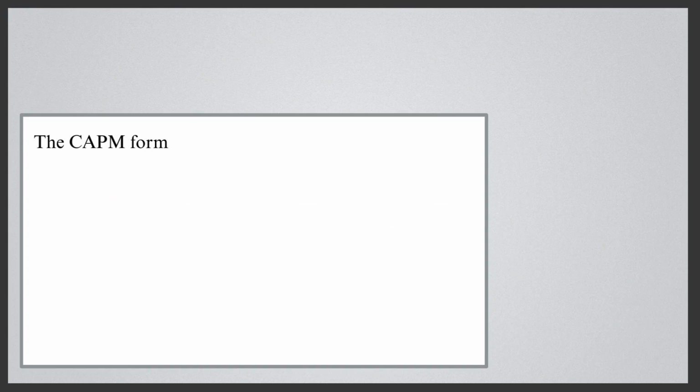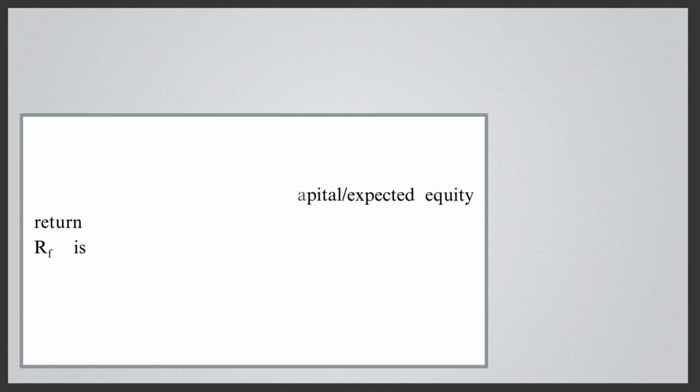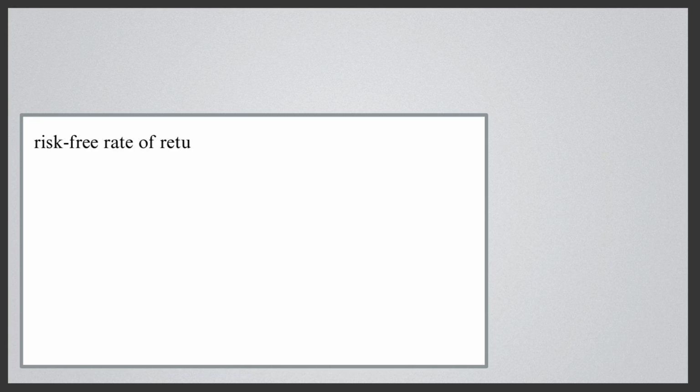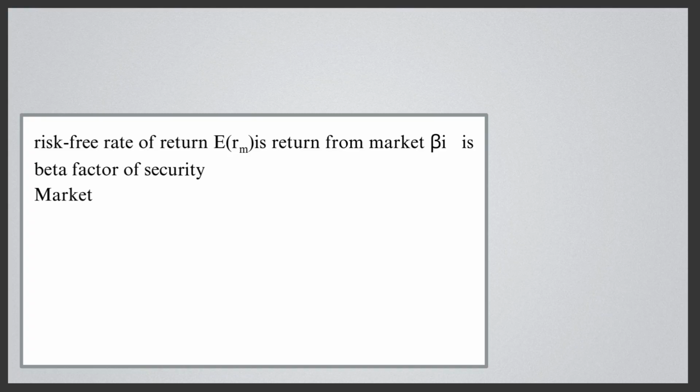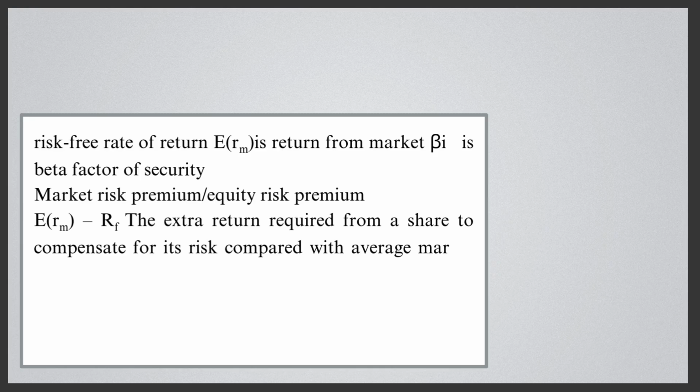The CAPM formula: E(R_E) = R_F + beta_i(E(R_m) - R_F), exam formula. Where E(R_E) is cost of equity capital, expected equity return, R_F is risk-free rate of return, E(R_m) is return from market, and beta_i is beta factor of security. Market risk premium, equity risk premium: E(R_m) - R_F, the extra return required from a share to compensate for its risk compared with average market risk.